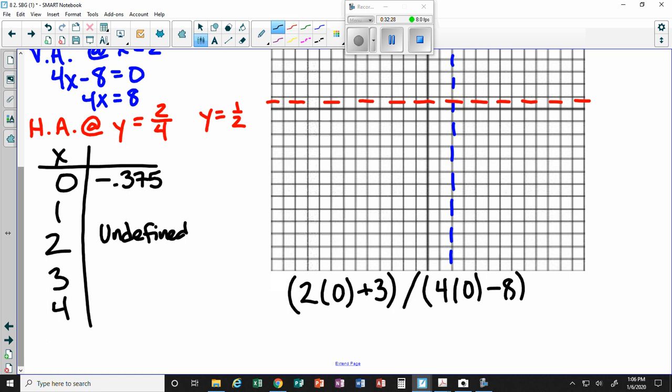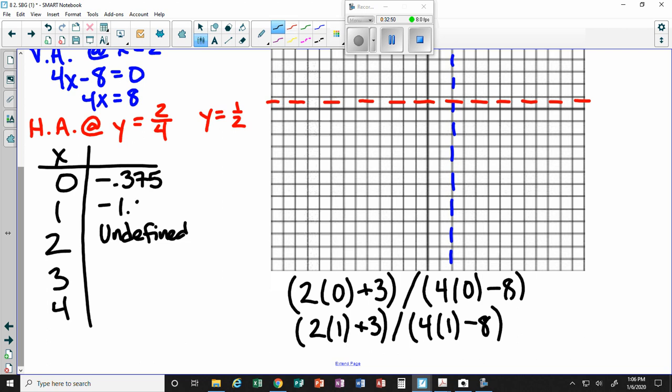Okay, and then I'm going to do the same thing. So instead of having a 0 here, I'm going to have what? Yeah, you can go up, grab it, hit enter to bring it down, and then just change the 0 to 1. So it's going to be 5 over negative 4, which is negative 1.25.